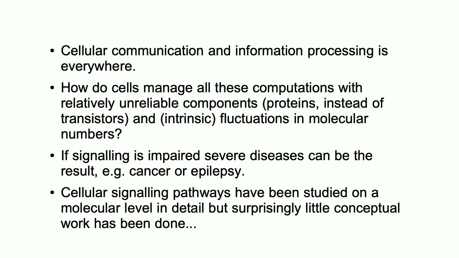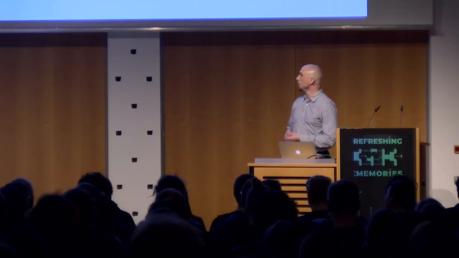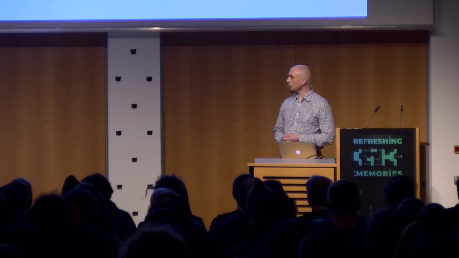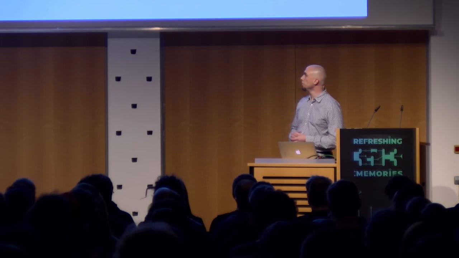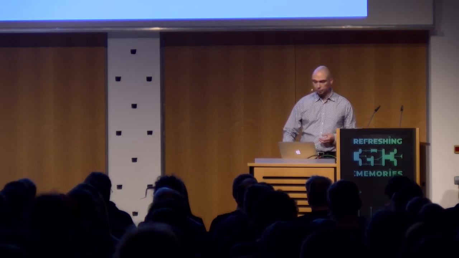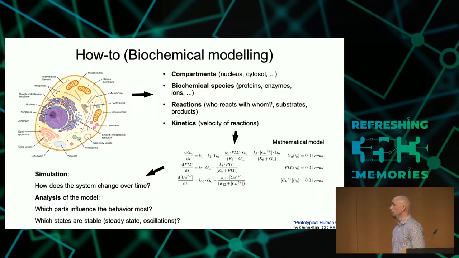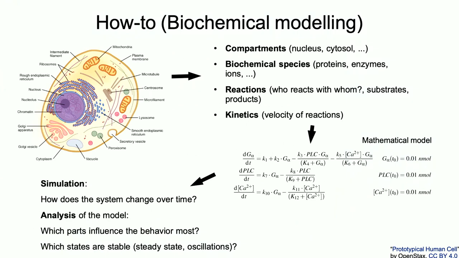Now, cellular signaling pathways have been studied in some detail, mostly single pathways, more and more also networks of pathways, but surprisingly little conceptual work has been done on them. So we know the molecules that are involved, we know how they react, how they combine to build these pathways, but we don't know how actually information is transferred or communicated across these pathways. And we intend to fill that gap in our group, and of course, first we have to model these networks. We have to model these biochemical pathways.